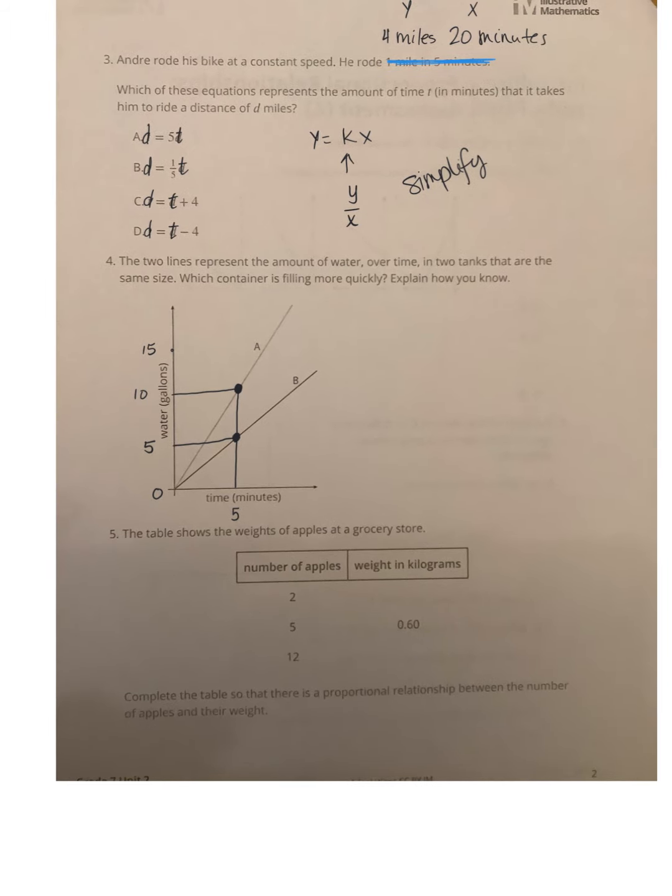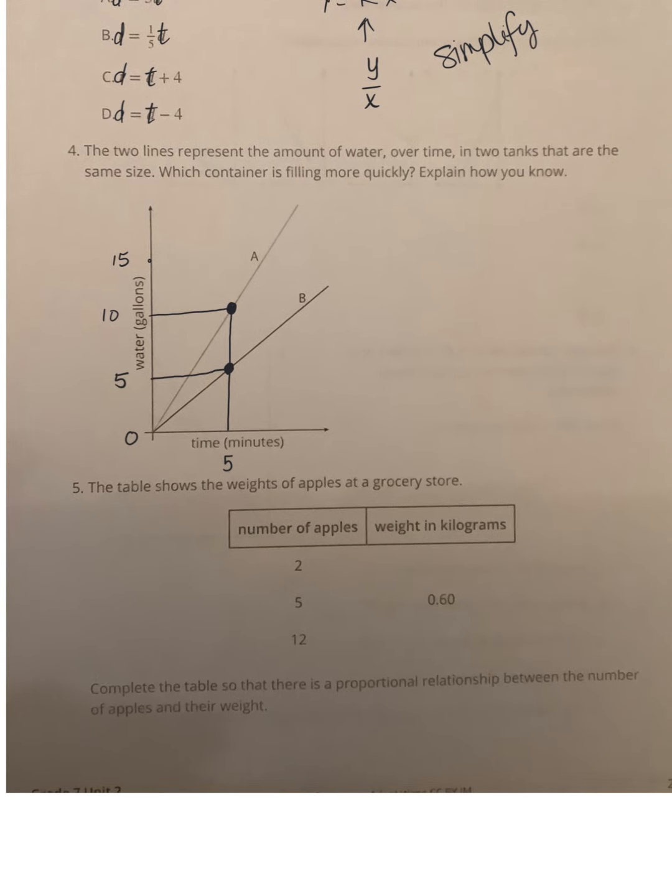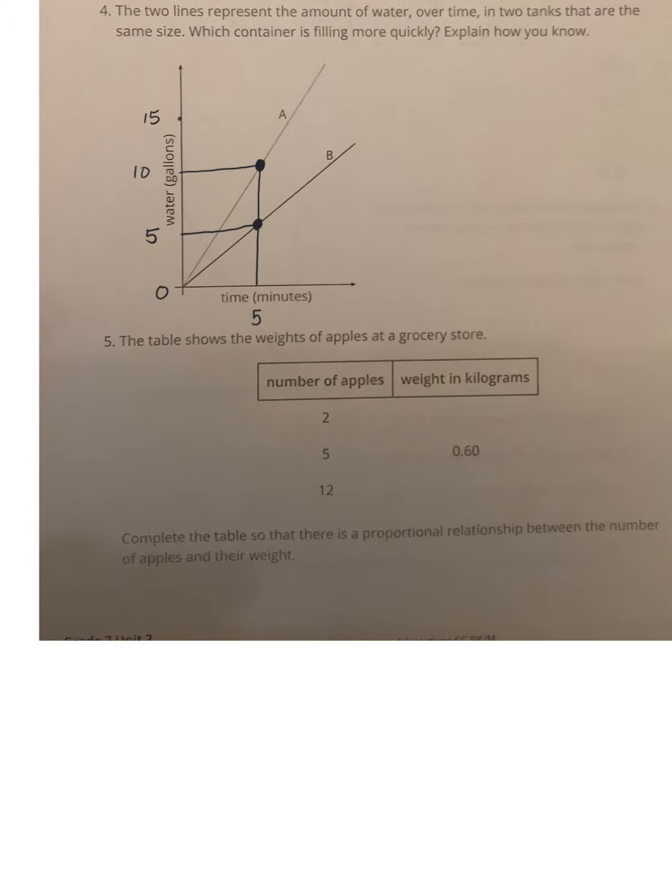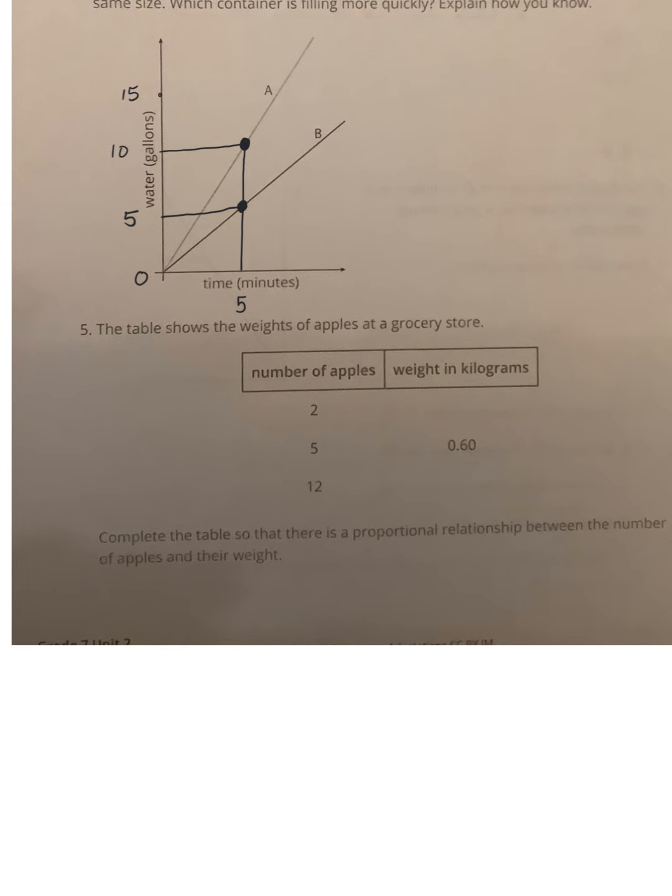On number 5, the table shows the weights of the apples at a grocery store. Why won't it let me move it? There we go. Sorry. Complete the table so there's a proportional relationship between the number of apples and their weight. Well, this whole proportional piece tells me that I can find the amount for 1 by dividing y over x. That gives us our constant of proportionality, or your unit rate.